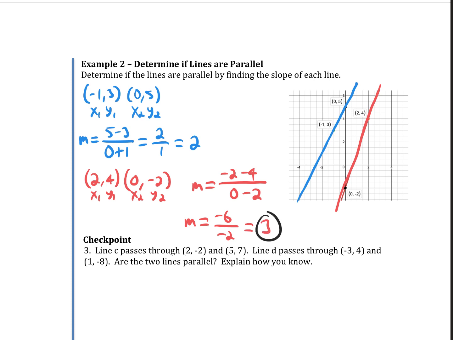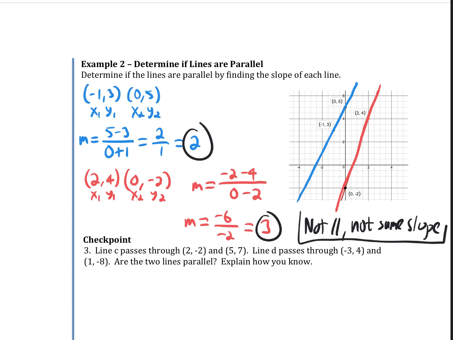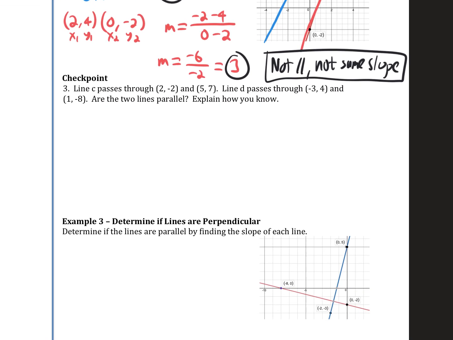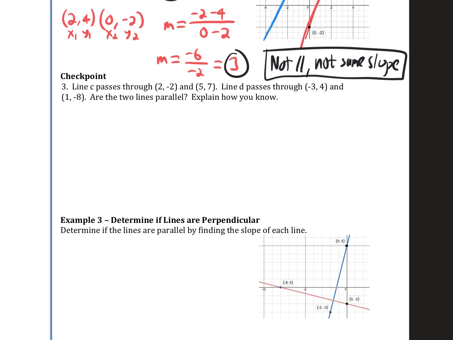Now, are these slopes the same here or no? They are not. So are these parallel or not parallel? These are not parallel because they're not the same slope. And that's all you have to do. Okay, why don't you guys try checkpoint 3 and give it a try.